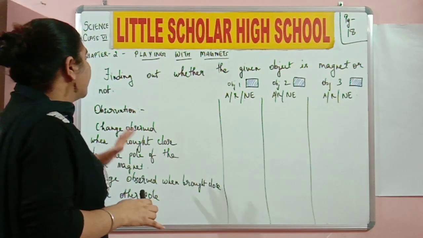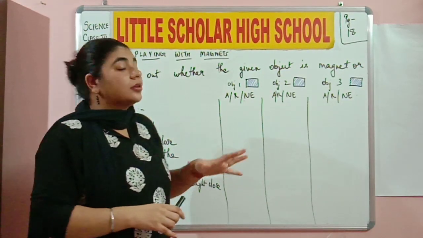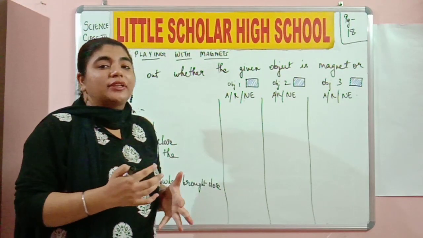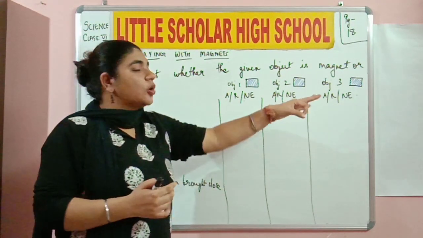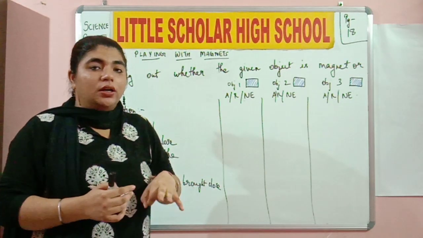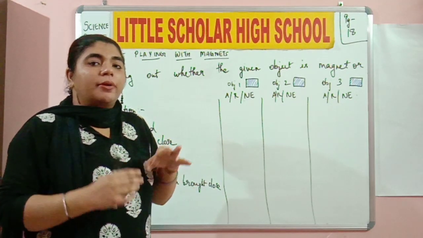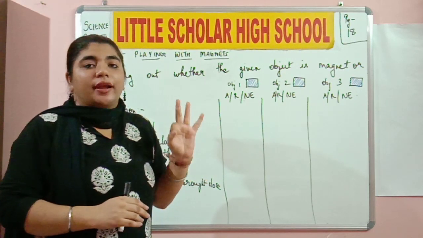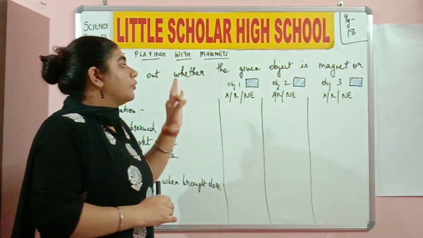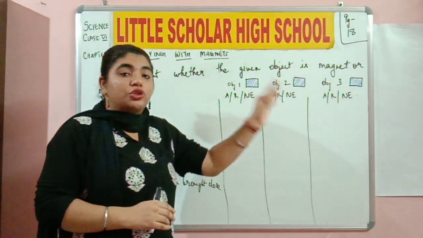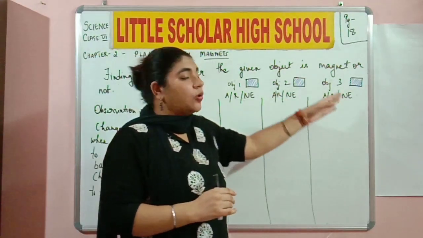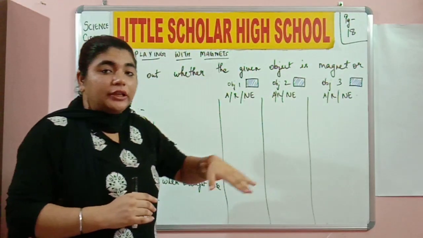So class, we need to find out whether the given object is a magnet or not. So what do I do for this activity? I am going to take 3 blocks of the same color, size and shape, but made up of different materials. How many blocks did I take? I took 3 blocks of the same size, same shape and same color, and I name them object 1, object 2 and object 3 respectively.